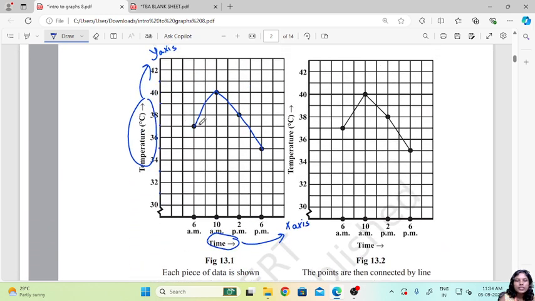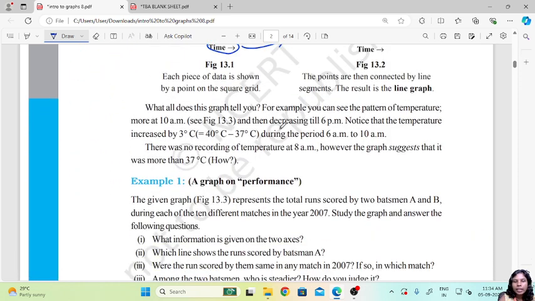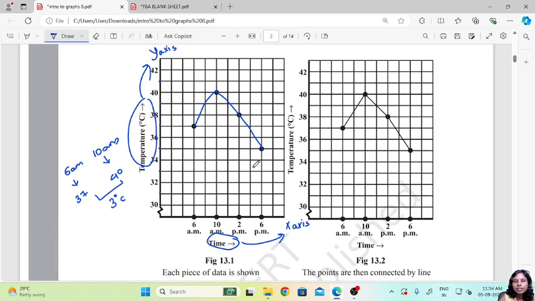So now what you can say here, between this point at 6 a.m. and 10 a.m. Okay. At 6 a.m. her temperature was what? 37. And at 10 a.m. her temperature was 40. So how much is the difference between these two? So her temperature has risen 3 degree Celsius, correct? So this data can also be obtained from it. And there was no recording of temperature at 8 a.m. However, the graph suggests that it was more than 37 degree Celsius. Okay.